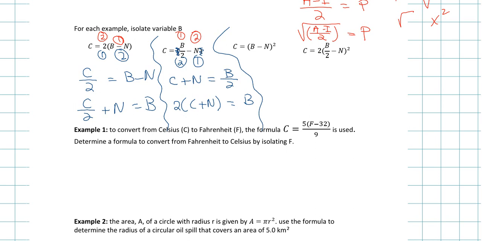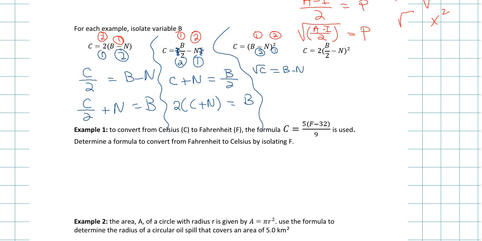Okay, so what's the first thing you want to get rid of now? The square. And to get rid of the square, what do you do? Square root. So the first thing you're going to do in this case, you're going to get rid of this first, and then you're going to get rid of this second. So you're going to square root C, and that's going to equal B minus N. You guys agree with me? Because the opposite of square is square root.